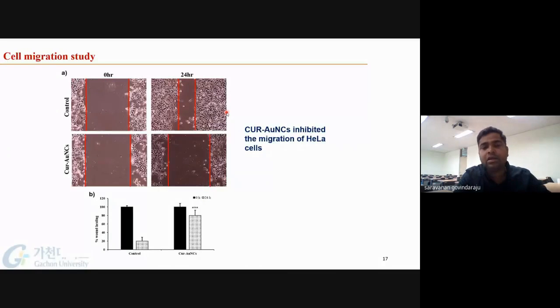The second thing, cell migration. Here for the cell migration, we have performed the same for HeLa cell and the normal cell. So the control, after 24 hours, the growing of the cell is at a very high rate. But when we treated the cancer cell with the curcumin gold cluster, it doesn't show any growth in that particular area. Which means that the curcumin gold cluster stopped the cell proliferation and stopped the cell growth at that starting point. So this is one more evidence from the cell migration assay.